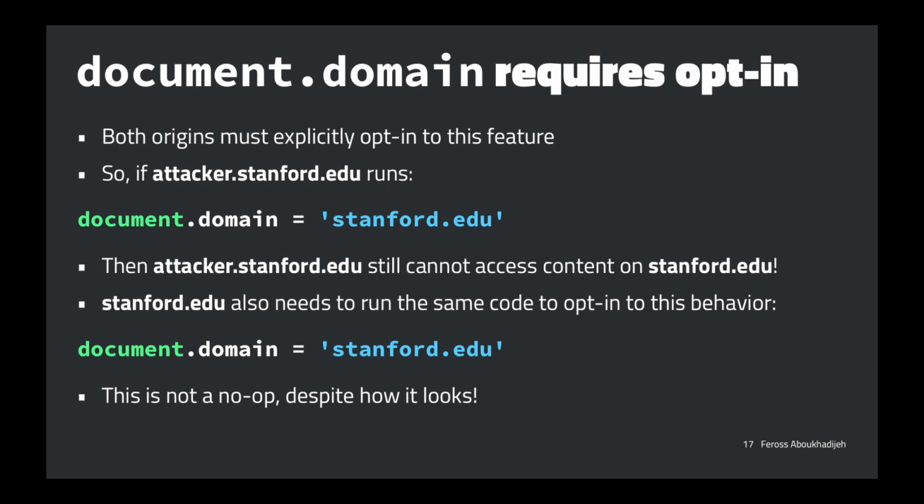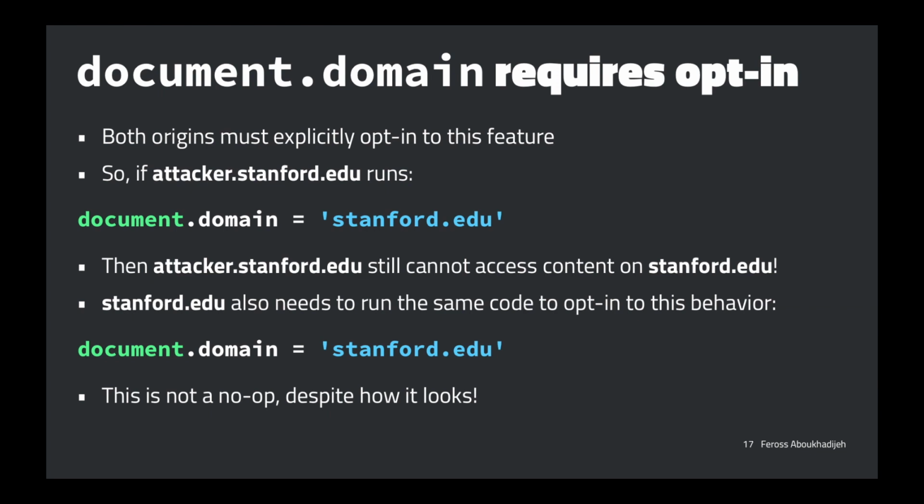But what this is saying is actually slightly different. Say stanford.edu didn't run any line of code here, so it just didn't do anything with document.domain. Could attacker.stanford.edu decide, hey, I want to be stanford.edu for purposes of the same origin policy? It turns out actually no. Stanford.edu itself also has to agree to opt in, and the way it does that is by setting its own document.domain to stanford.edu.